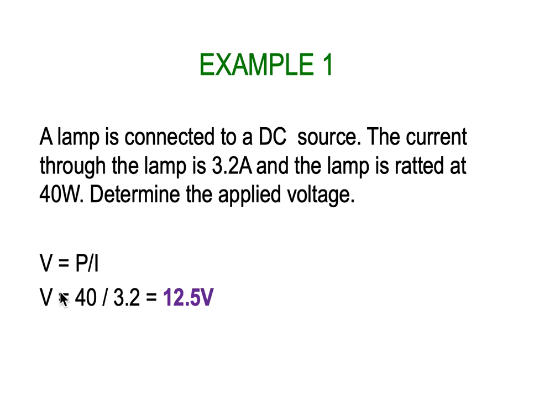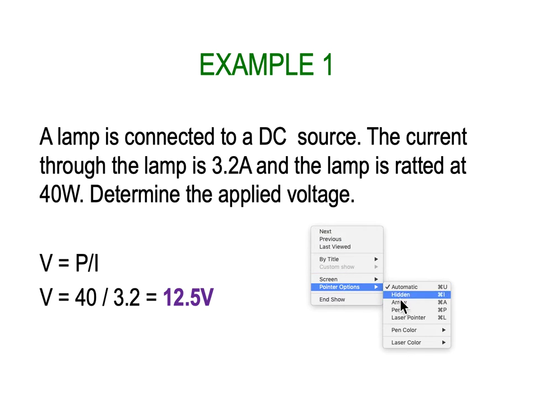It's not too difficult. We've just got to select the appropriate formula. Voltage is equal to power divided by current. Straight off our Ohm's law wheel, we know that we have 40 watts. We divide it by the current of 3.2 and it tells us we must have an applied voltage of 12.5 volts. So it's just a matter of selecting the appropriate formula that deals with the data that we have to find the unknown that we're asked for.